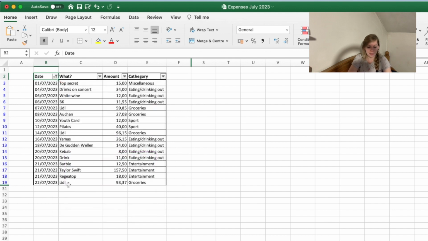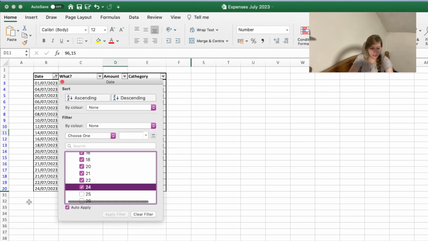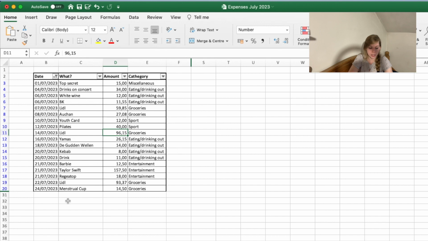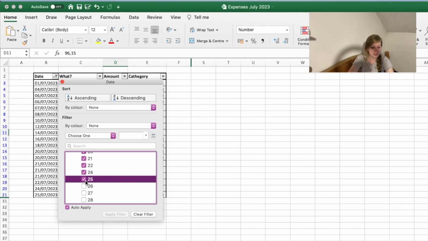On 22nd, I went to Lidl, again, almost 100 euro. Okay, so this one, sorry, this one was for the birthday groceries, I think. So I assume the previous one was also high. But anyways, I spent almost 100 euro on groceries on 22nd. Then 24th, menstrual cup, I bought a new one, so it was 14.50. Very much recommending if you're a girl and you need one. I really enjoy them.